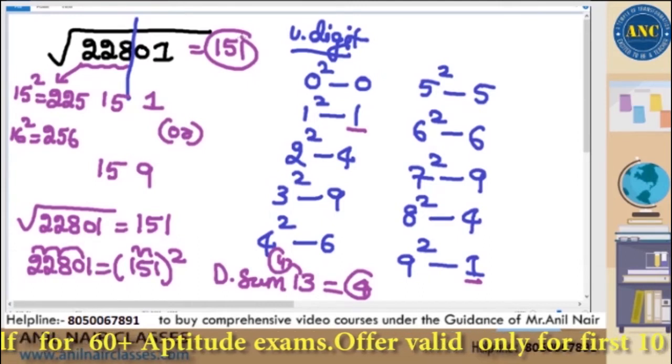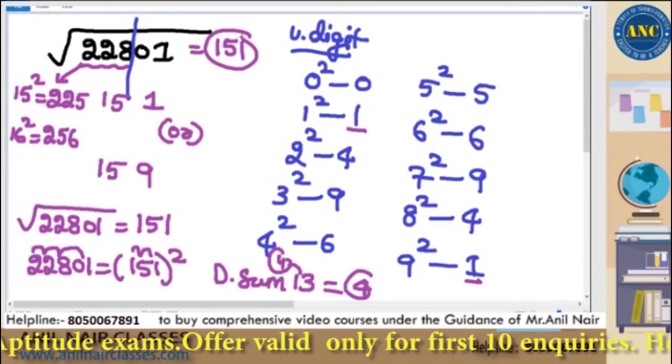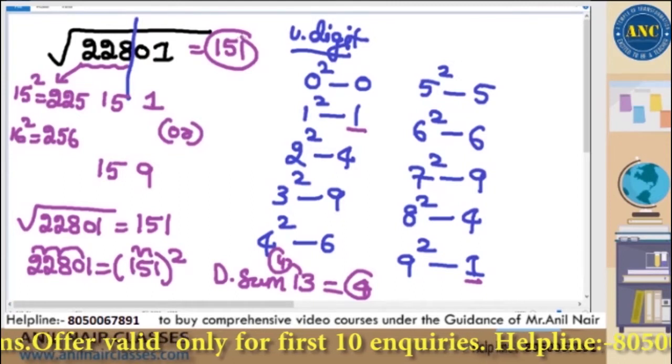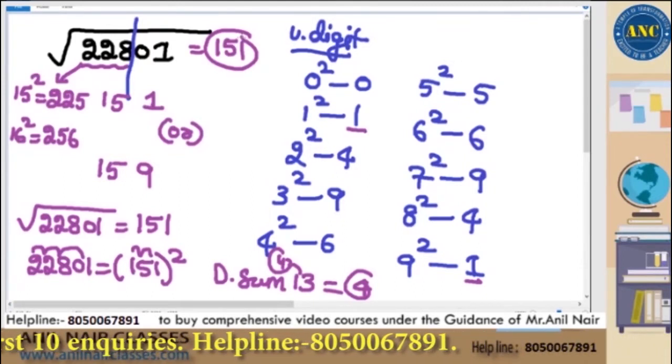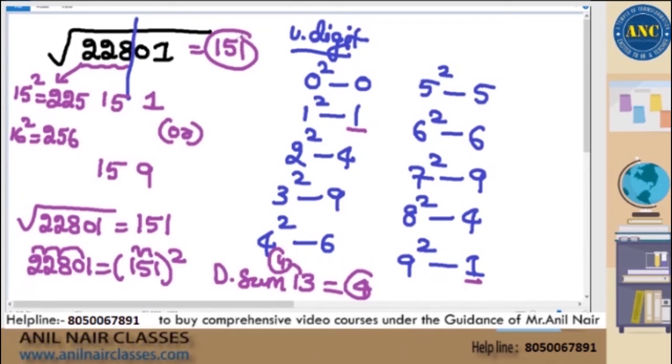Right? Root of 22801. If you want to find out the value, keep a slash after 2 digits. Unit digit is 1. 1 square is 1 and 9 square is 9. If you want to find the value, take the remaining number. Keep a slash after every 2 digits. 15 square 225, 16 square 256. Answer will be either 151 or 159.